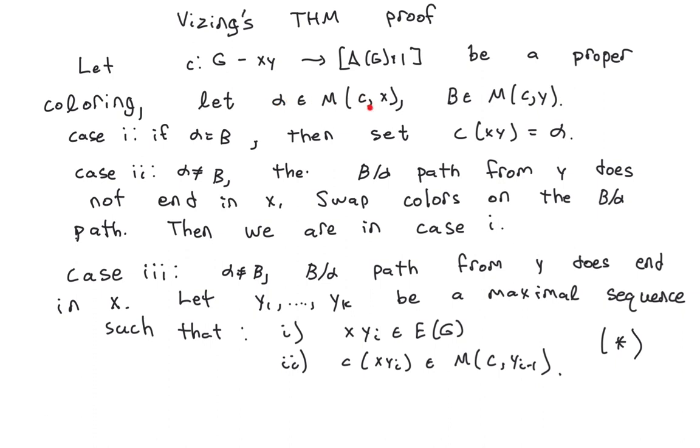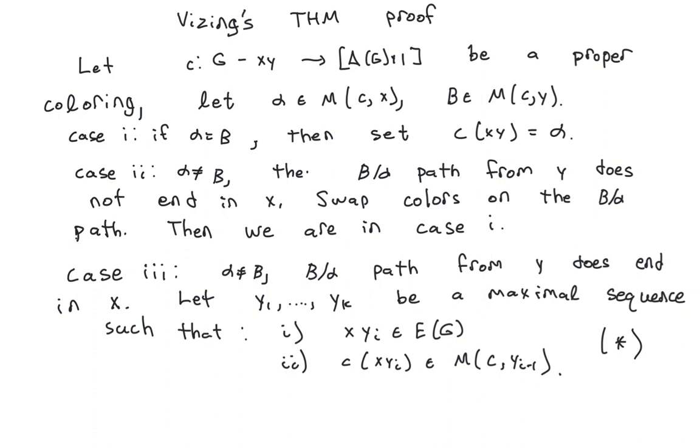We let alpha be a color that's missing at x and beta be a color that's missing at y. If you can choose these two colors to be the same, then you have a color that's missing at both endpoints of the edge, and we can color that edge with that color, and we now have a proper coloring. So we assume alpha is not equal to beta. As before, if you take the beta alpha path starting from y and it does not end in x, then we can swap colors along that path. And then one of our two colors now becomes available at both endpoints, and we can color our edge as in case 1.